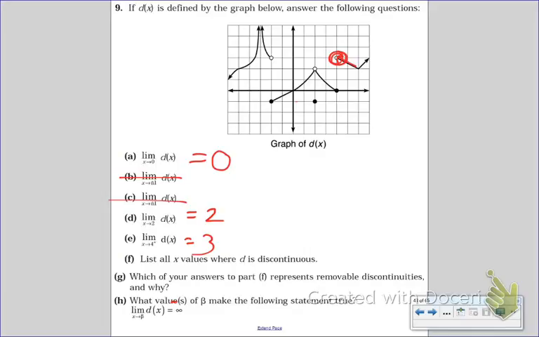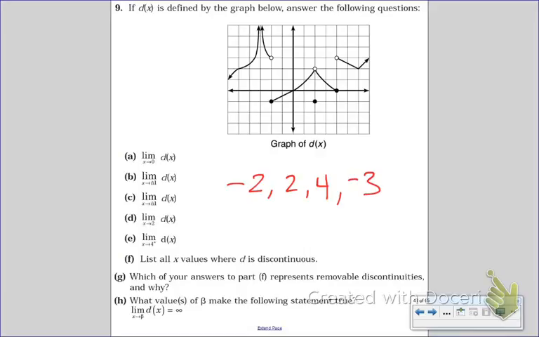F, list all x values where D is discontinuous. Where is D discontinuous? I hear -2, that's correct. Say it again. 3. Positive 3? Yeah. Not quite. 2. Just kidding, 2. It's continuous at 2. Oh wait, discontinuous. Yeah, you're right. Discontinuous at 2. 4. At 4. There's one more place. -3. Good. So it's discontinuous here because it's unbounded, here because there's a jump, here because there's a hole, here because there's a jump. So there's 4 places where it's discontinuous.